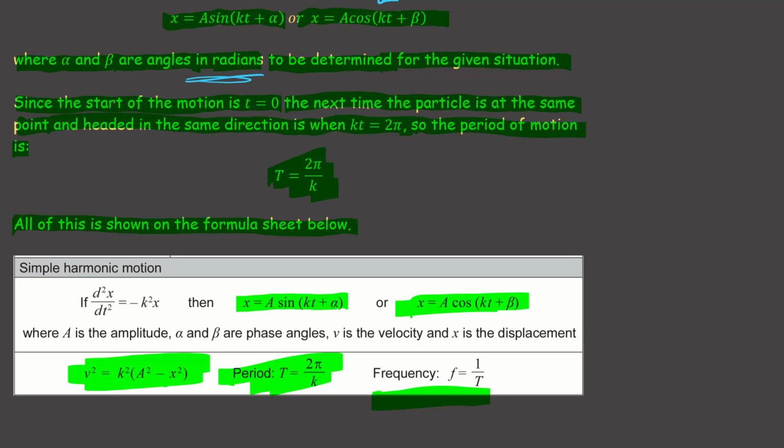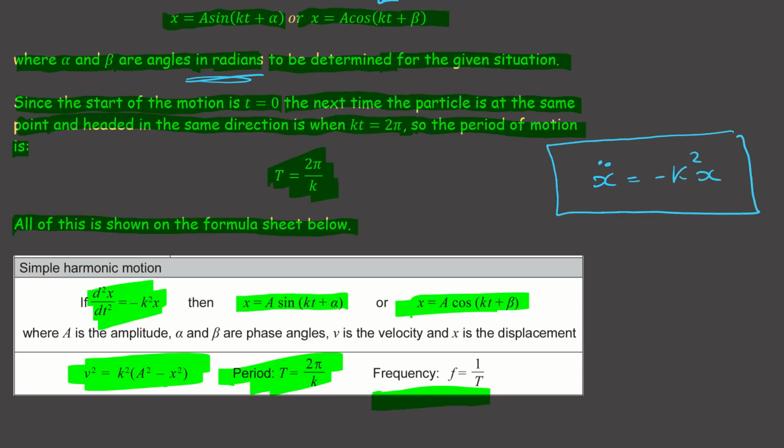It's very handy. And this bit here, which we expressed before as x double dot is equal to negative k squared x, that defines SHM. So if you're given a situation and asked to show that it's SHM, showing what we've got there in that box will do the trick.